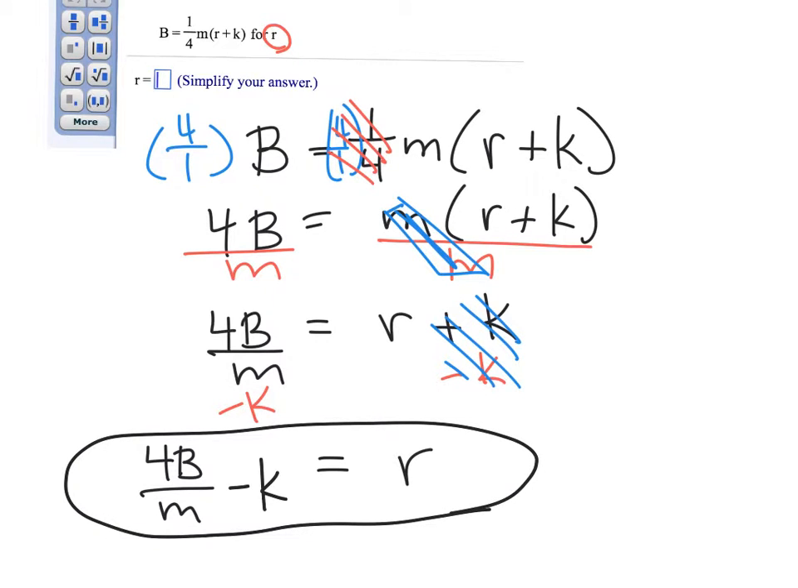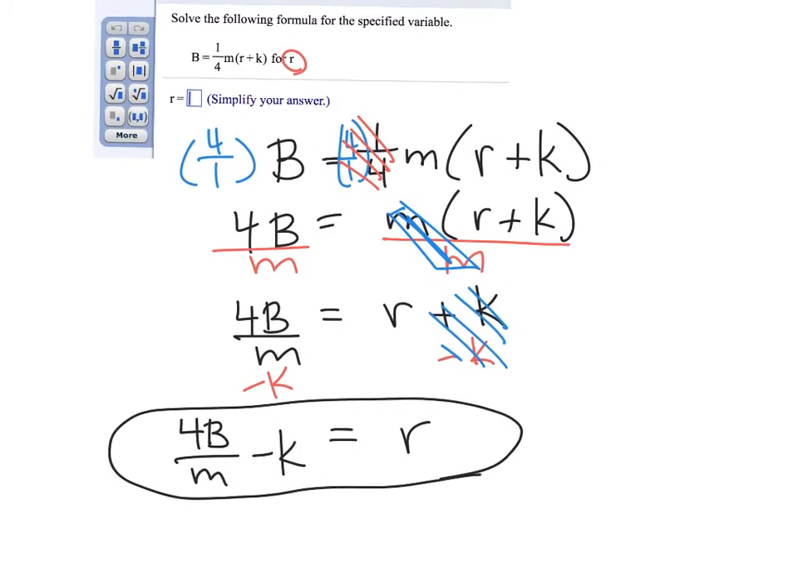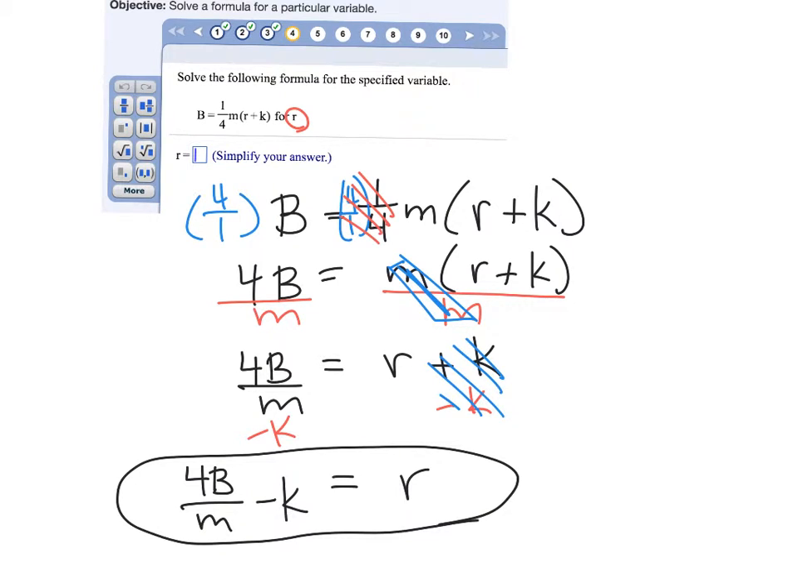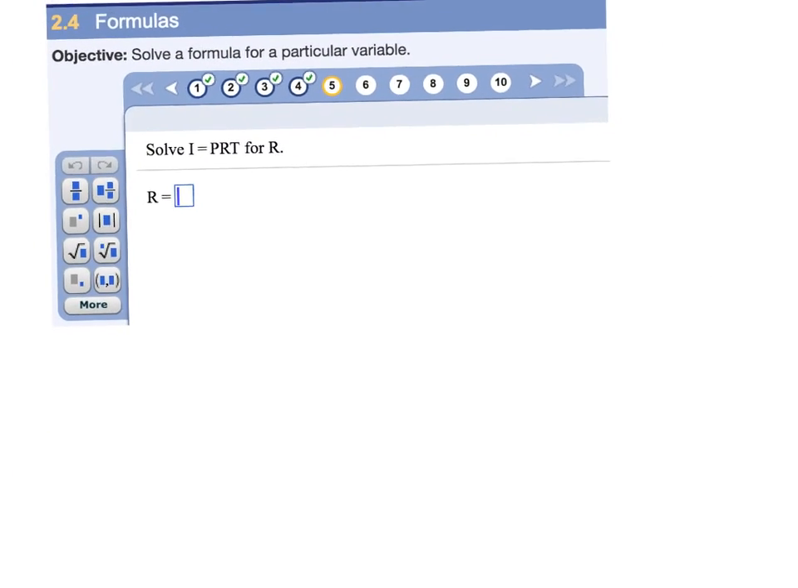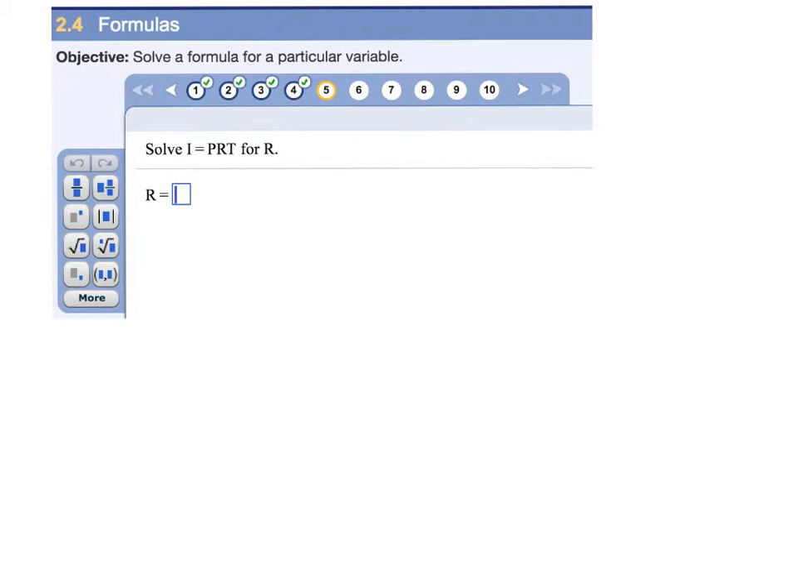I think half the battle on this problem is going to be figuring out how to type that answer into your box right there, because it's kind of tricky typing this in MyMathLab into the correct answer. All right, this is a nice one. Solve for R. So again, it's all case sensitive. I'm not sure why they want it like this.